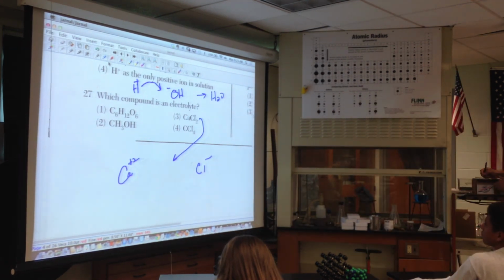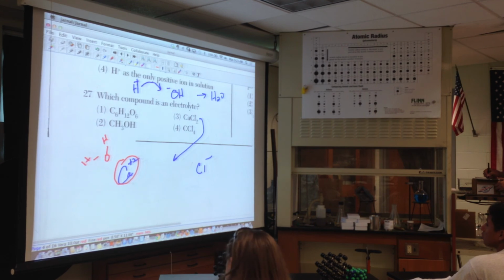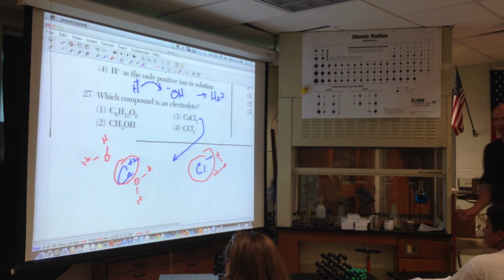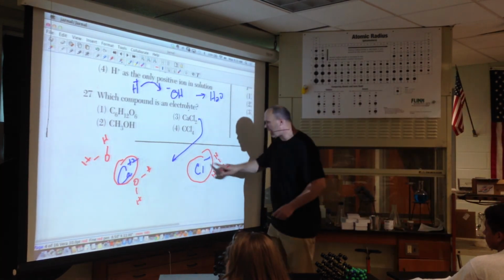I call this the famous boyfriend, famous girlfriend scenario. So I'd have the negative part of water, which you should know is the oxygen end, the more electronegative end, surrounding the positive ion. And I would have the positive part of water attracting the negative ion. That's called molecule ion attractions.